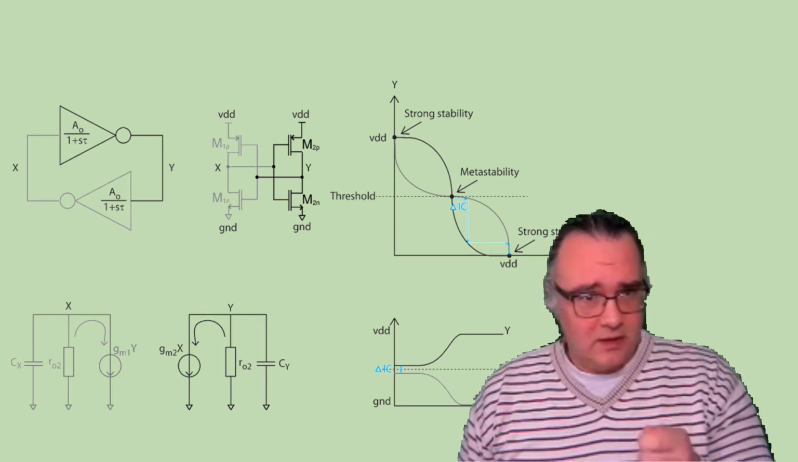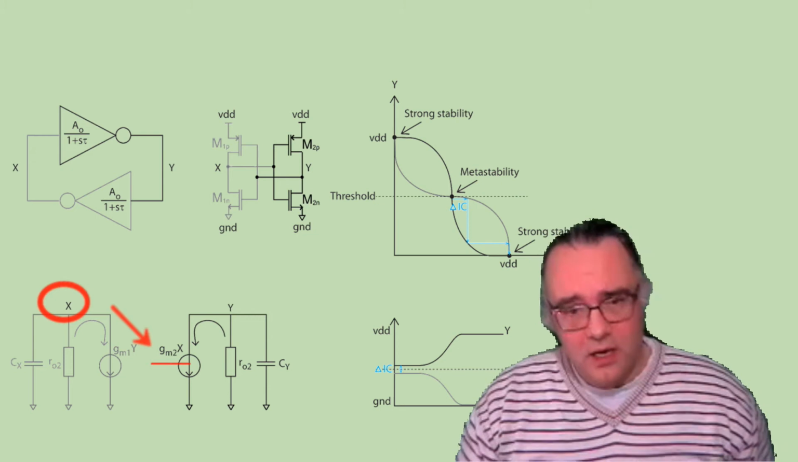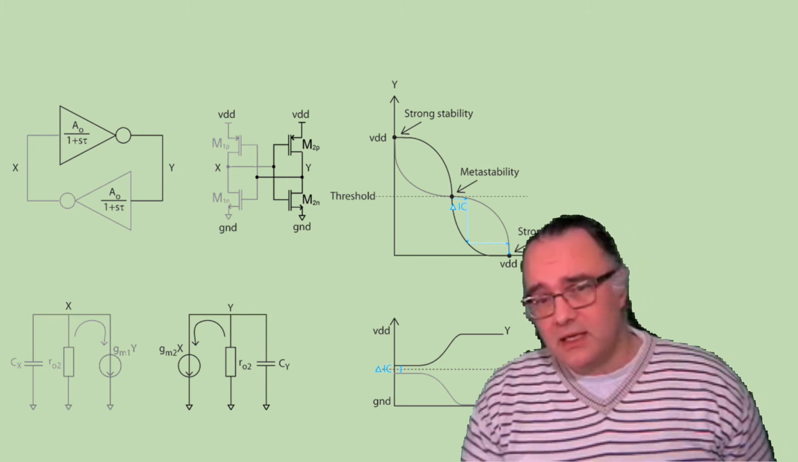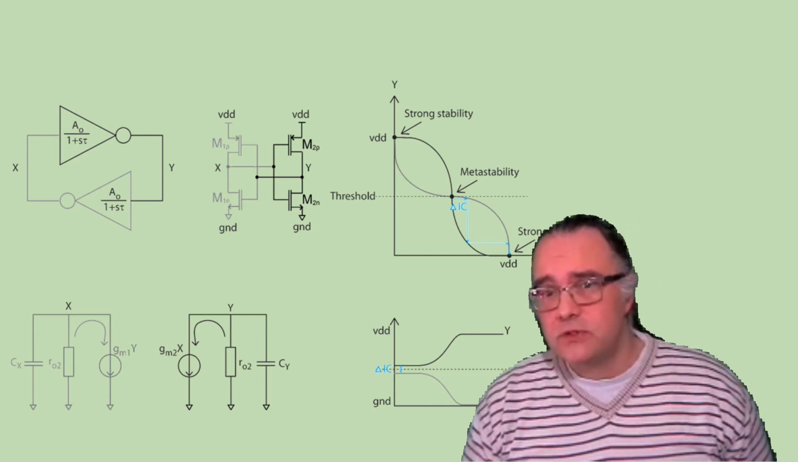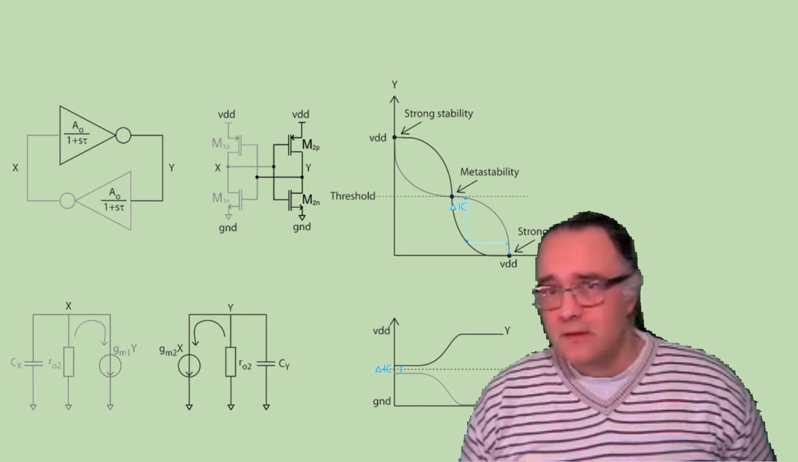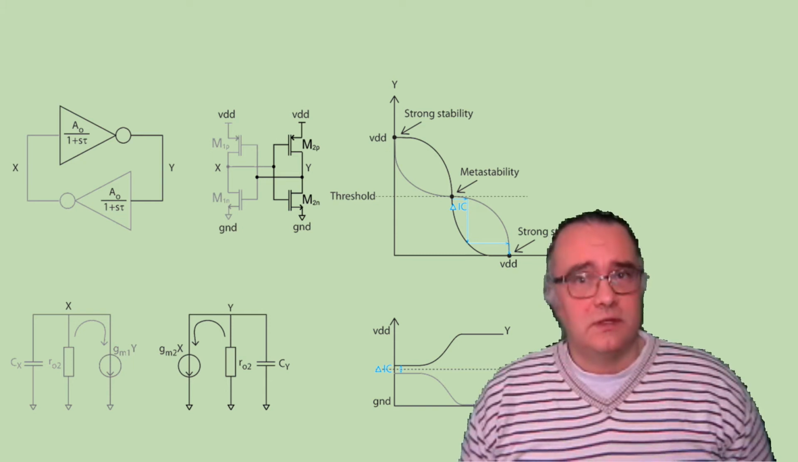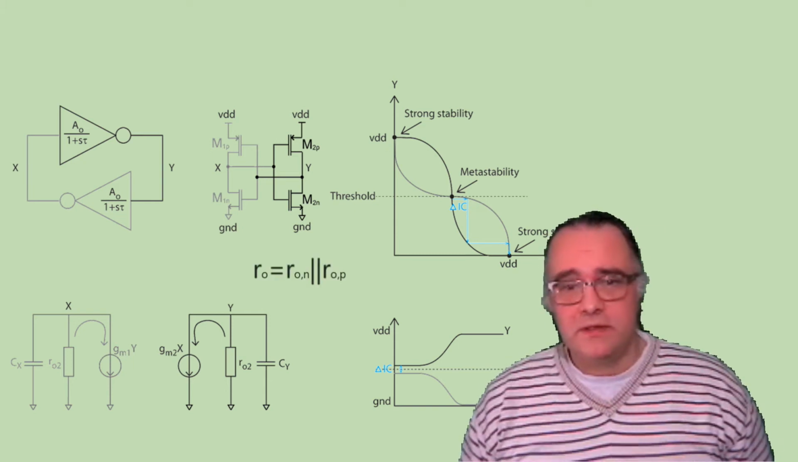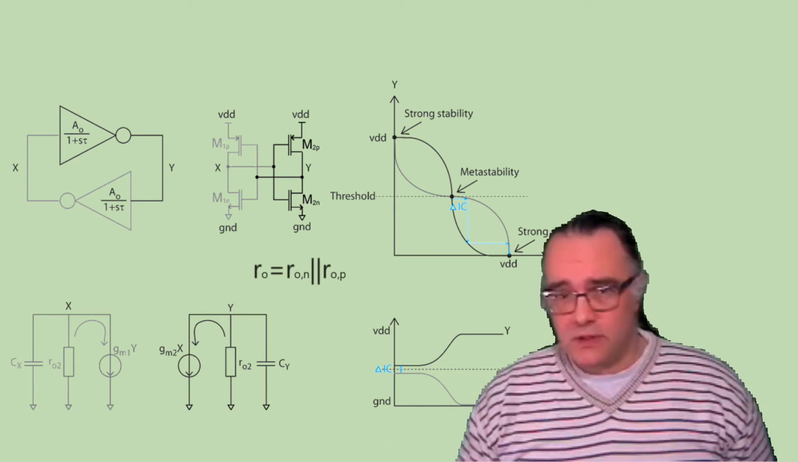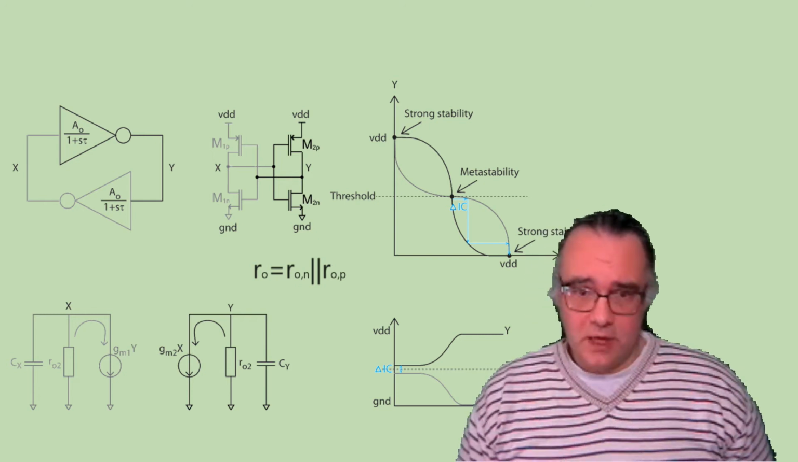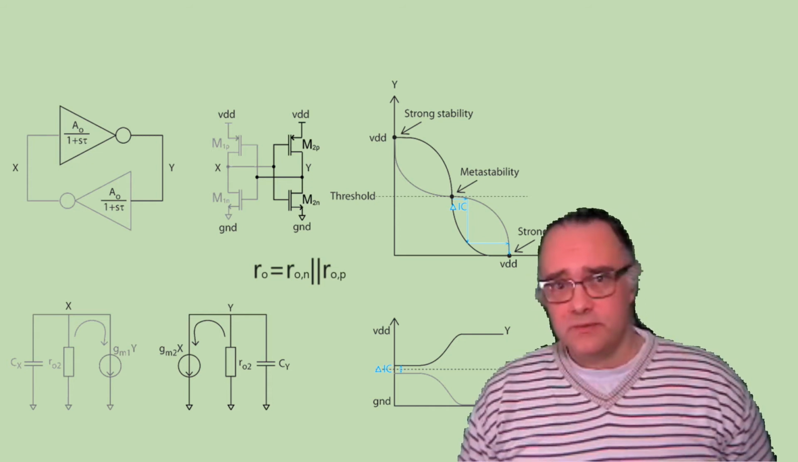Let's say that for one stage we have GM, then the current source will be GM times X, and the other current source will be GM times Y, where X and Y are the voltages of the two nodes X and Y. Then we can also model the output resistance of the transistors. This is the channel length modulation effect as an equivalent resistor to ground. For this particular circuit, it will be, of course, the output resistance of the NMOS transistor in parallel with the output resistance of the PMOS transistor.